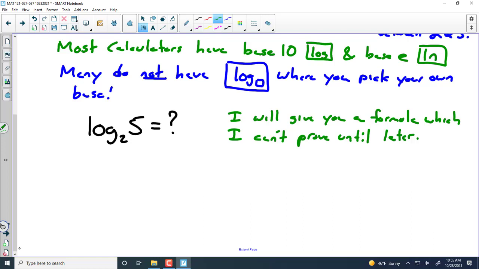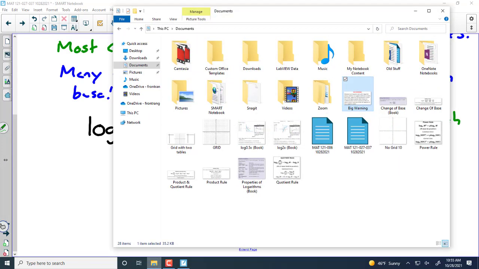So here it is. It's called the change of base formula. And it's very, very slick.